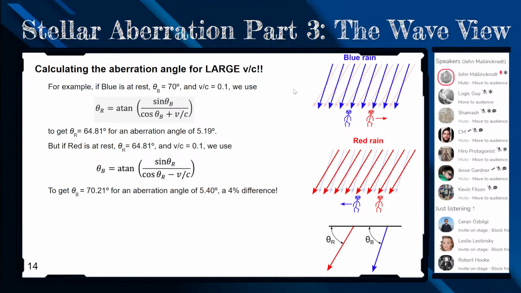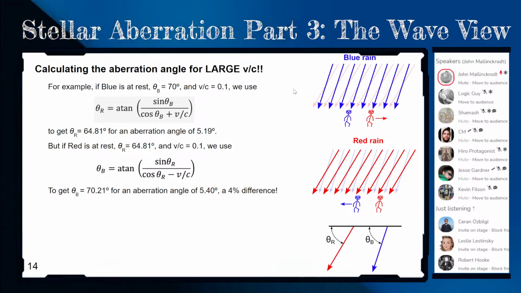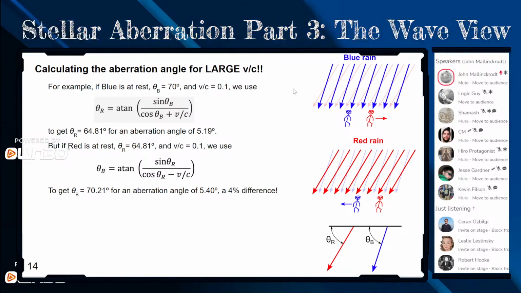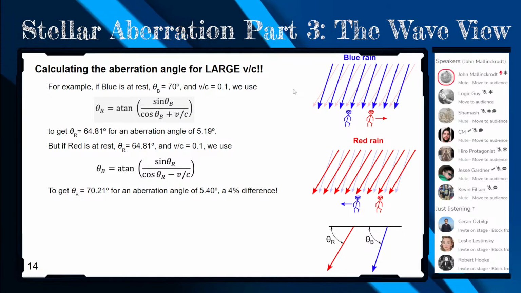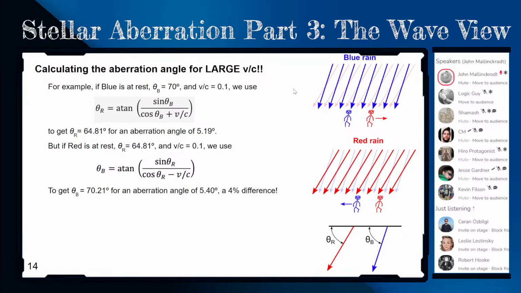Well, we can calculate that using the formula I gave, and we see that red will see an angle of 64.81 degrees. That's a difference of 5.19 degrees between the blue and the red observer. And that would be an aberration angle. This is aberration. This is a difference in apparent position of a star, direction to a star, by virtue of moving through the rain of light coming from that star. This is an enormous aberration.